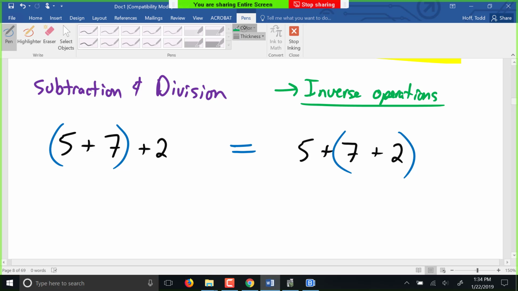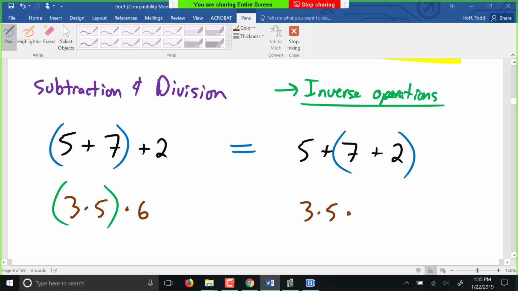We might have 3 times 5 times 6. And again, many would do the 3 times 5 first to get 15, and then multiply by the 6. But would it be equivalent to do the 5 times 6 first and then multiply by 3? Yeah. Either way, we're going to get 90 as our result.